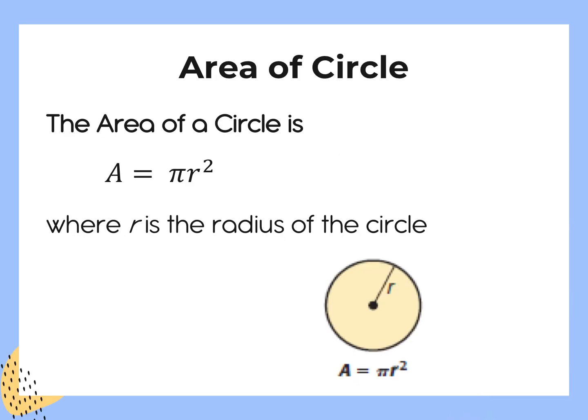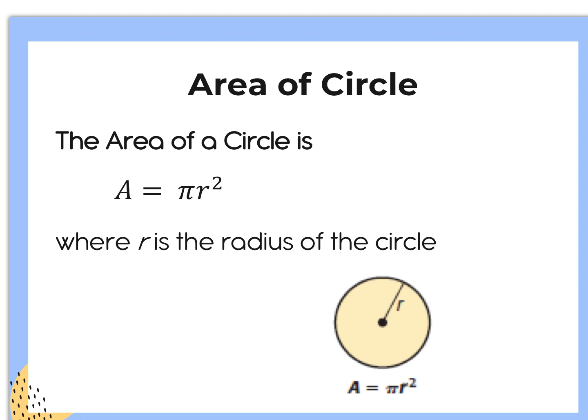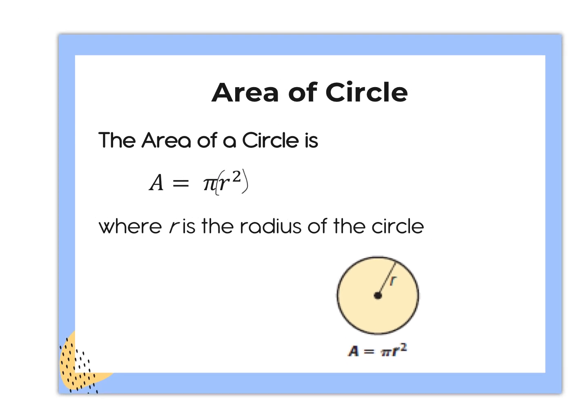So the area of a circle, we're going to start with that, is the formula pi r squared. So whatever the radius is, you square it, and then you multiply it by pi. Just make sure that you're not squaring pi as well. R is the radius of the circle, we know that.